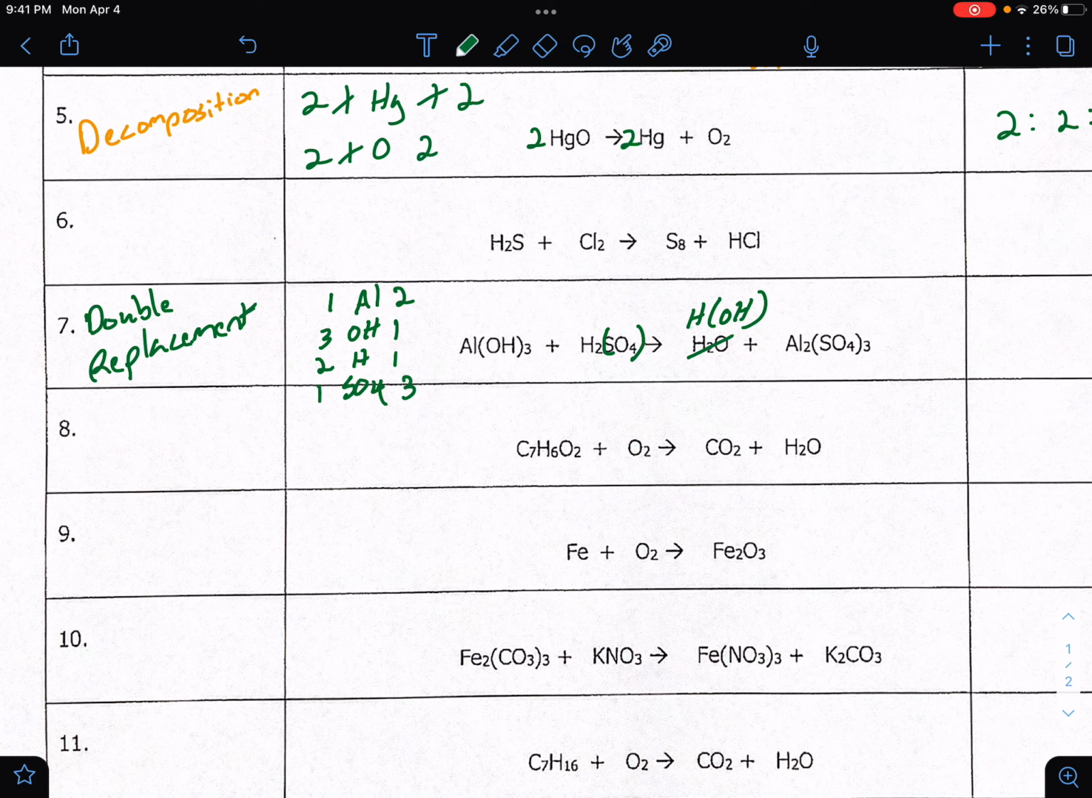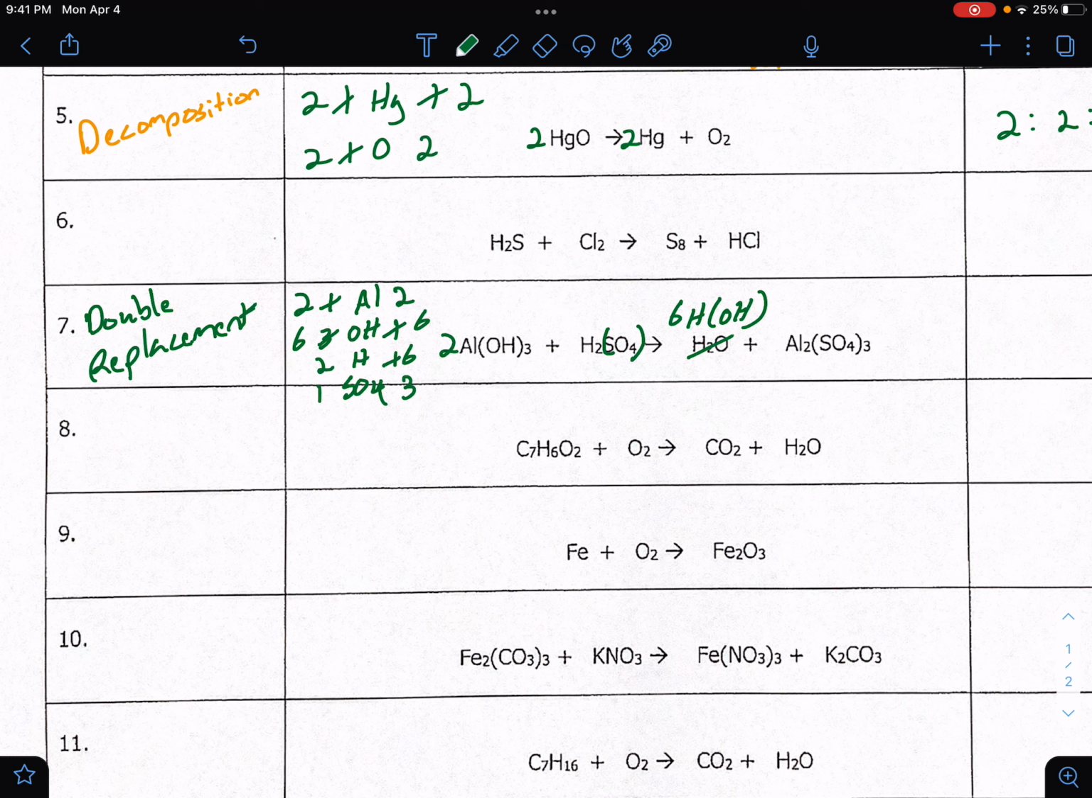If I have 2 aluminums on the right, I need 2 aluminums on the left, so I'm going to put a 2 in front of this. That fixes my aluminums on the left side to 2. Now 2 times 3 gives me 6 OHs. So make sure you're updating your numbers as you go. Don't put a 2 in front of aluminum and forget to update hydroxide. Let's move on to hydroxide. I have 6 on the left and only 1 on the right, so I'm going to put a 6 in front of this HOH. That fixes my hydroxides to 6, but now my hydrogens are at 6 as well.